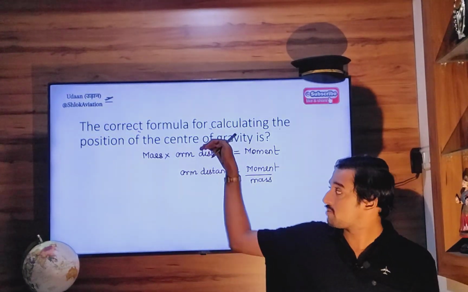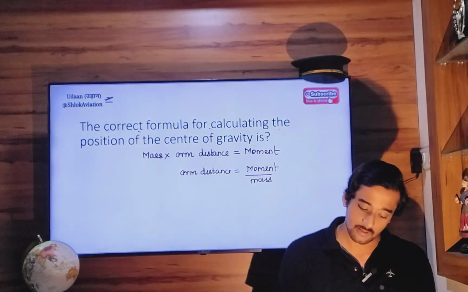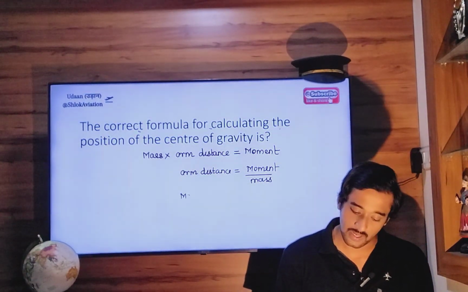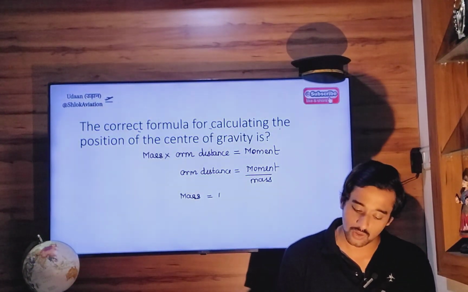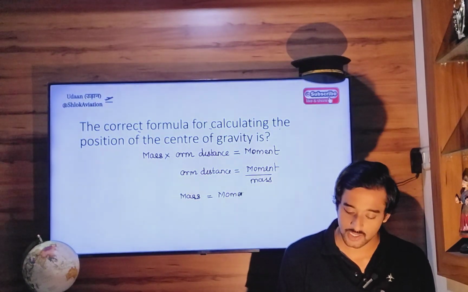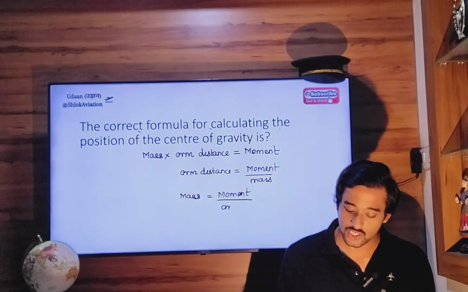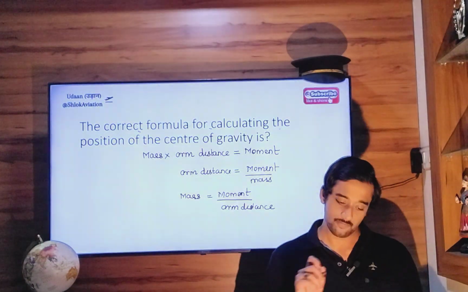If neither of them is in the options, you will select an option which has maybe, let's say, mass equals moment divided by arm distance. Okay, so pay attention, it will be confusing, so you will have to be attentive and careful.